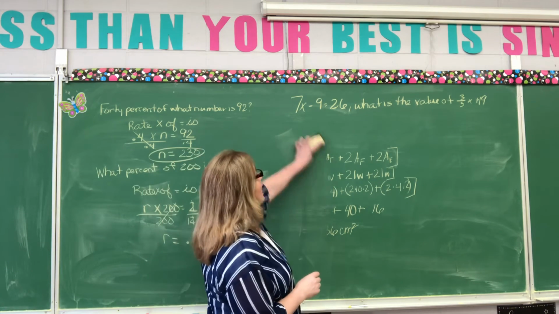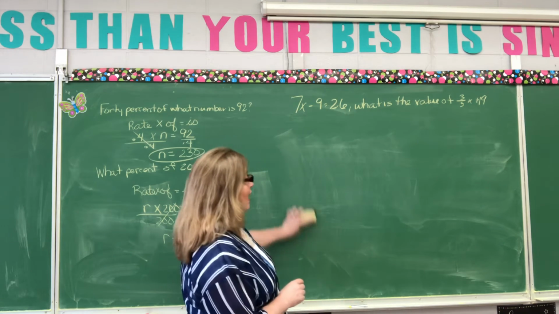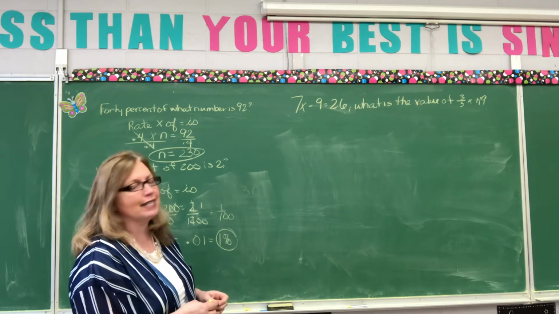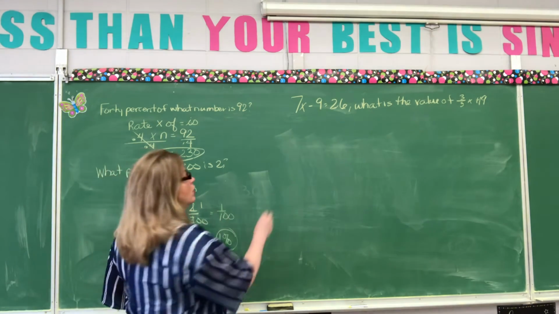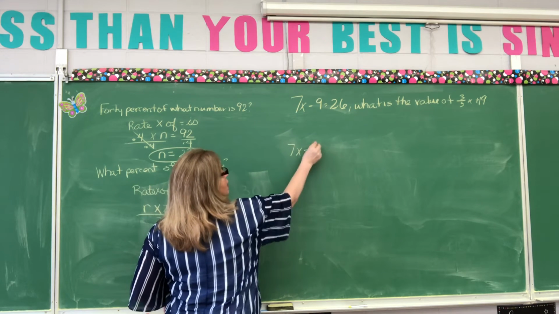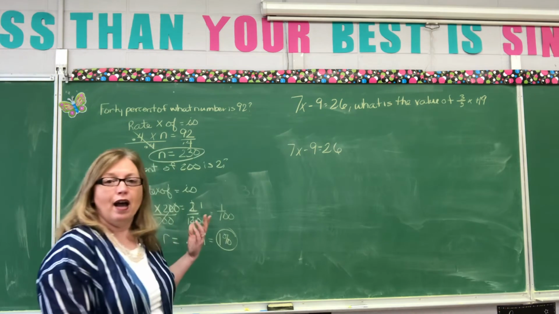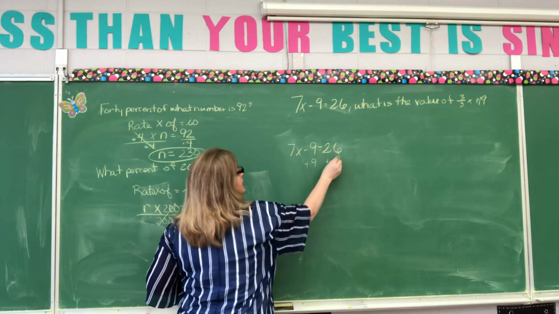Let's look at this last problem I have on the board for us today. It is 7x minus 9 equals 26. If that's true, then what's the value of 3/5 x plus 19? Well, I can't solve that second equation, but I can the first. So 7x minus 9 equals 26. So what am I going to do? Add the 9. We're going to do the opposite. I need to get rid of that constant.